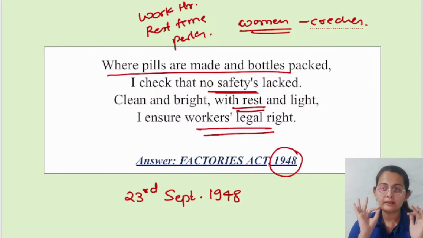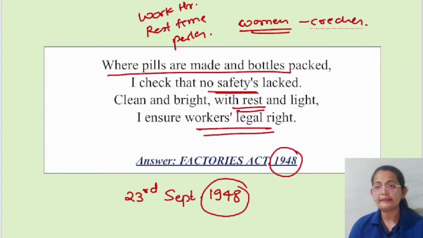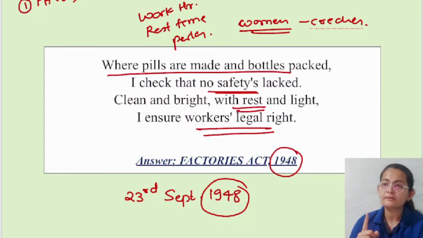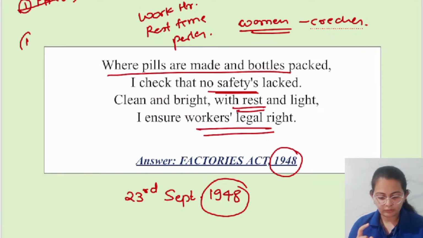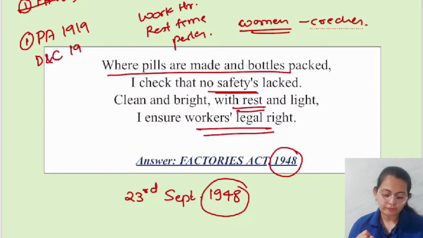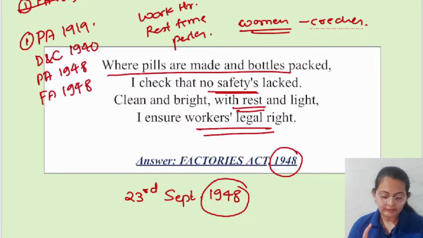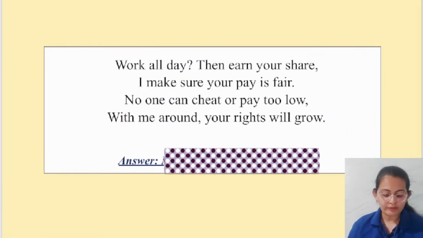So do remember this thing. Factories Act of 1948 is that particular year. Till now what we have seen, first of all we have seen about Poisons Act, which is of 1919. I hope my screen is visible. Poisons Act of 1919. Then we talk about Drugs and Cosmetics Act of 1940. Then we talk about Pharmacy Act of 1948. And this is the fourth act which we are talking about, Factories Act of 1948. You can see the years are increasing. So you can very well remember it like that. Got it? Let us go for the next riddle.